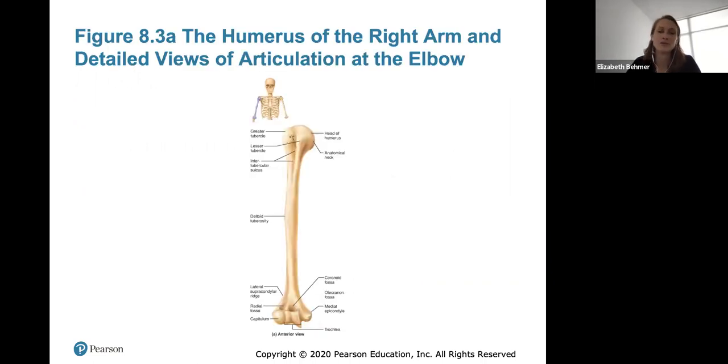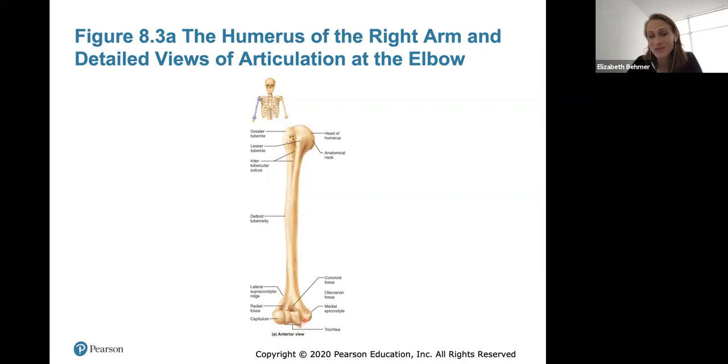So here we have the humerus and some important things that are on your lab list. The head of the humerus, the greater and lesser tubercle are bumps on the anterior side of the humerus. The intertubercular sulcus serves as an attachment point for your biceps tendon. The deltoid tuberosity is a slightly raised bump on the humerus where your deltoid muscle will attach.